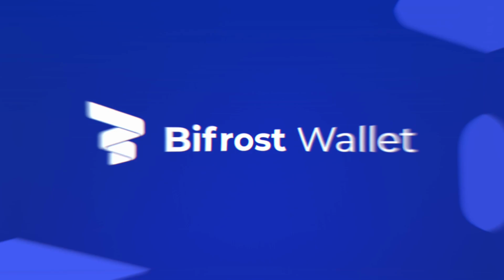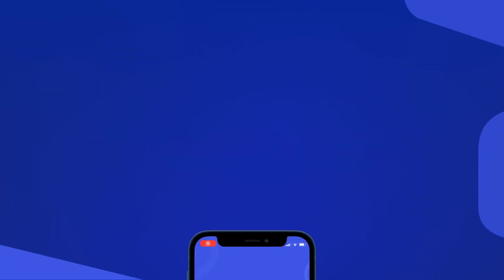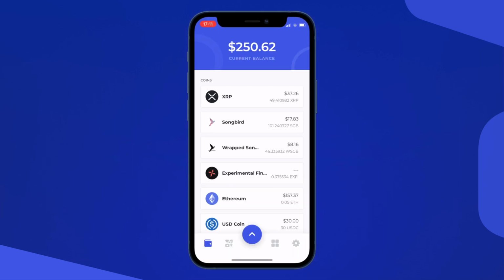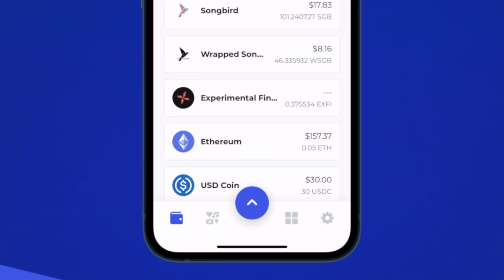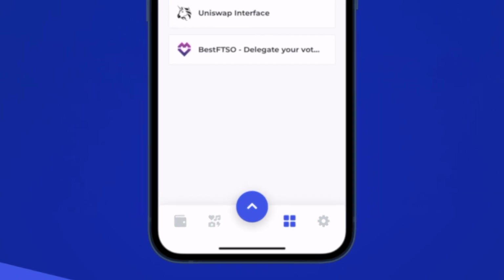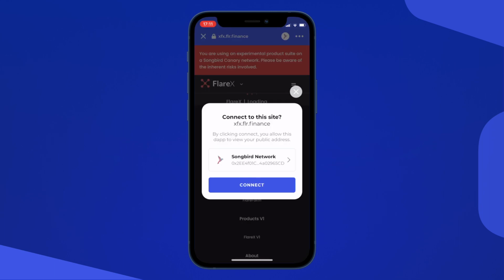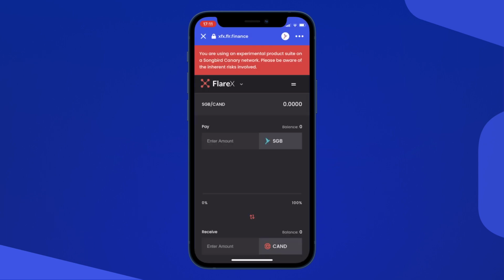So just running through an example with Bifrost, all you would have to do is log in, and if you look at the bottom here, you will see 4 squares, and that is the in-app browser. Simply click that, click on FlareX, and then it will prompt you to connect to the Songbird network. Simply click connect.